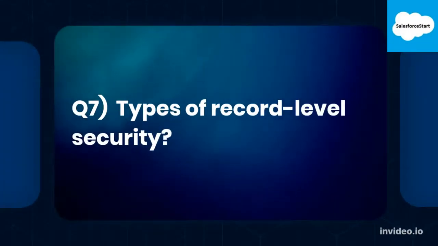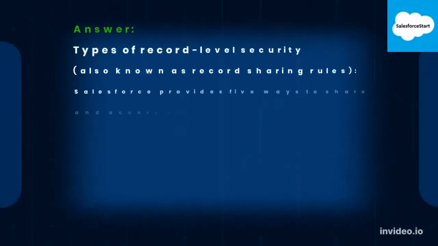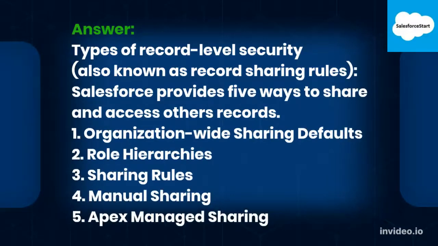Q7. Types of record level security. Answer. Types of record level security, also known as record sharing rules. Salesforce provides 5 ways to share and access others' records. 1. Organization-wide sharing defaults. 2. Role hierarchies. 3. Sharing rules. 4. Manual sharing. 5. Apex managed sharing.